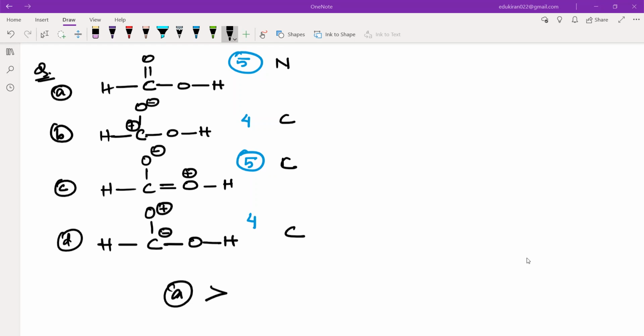So A is done. We don't have to compare A. After A we can write C, right? Yes, sir. Yes or no? After A we can write C. Okay. After this, now we have to compare this structure, that is the B structure, and this D structure.